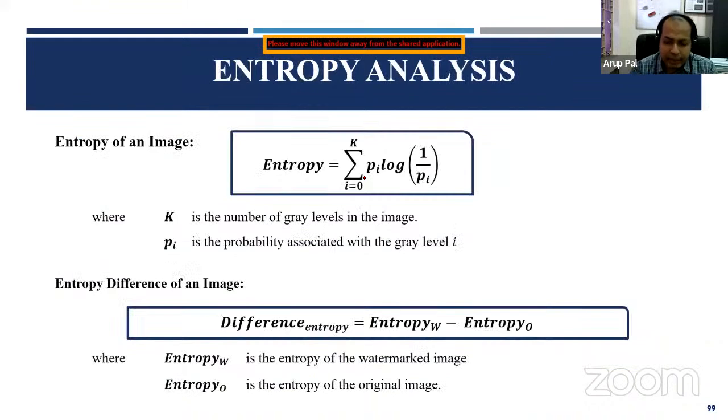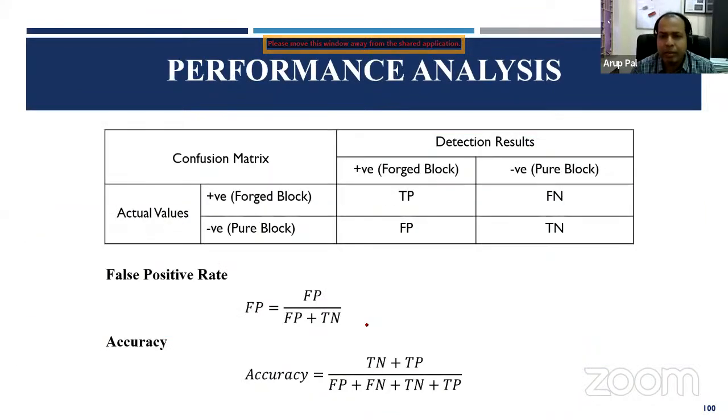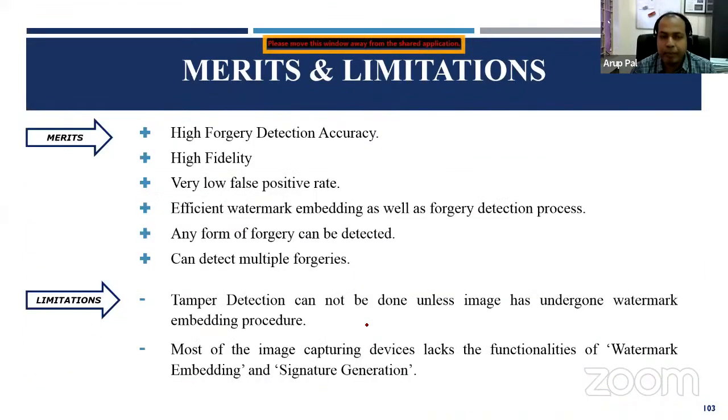And entropy analysis we have done, and that means the entropy difference. Entropy of the watermarked image and entropy of the original image, and how much difference. If the difference is very small, then you can say that it is quite effective in this particular process. And true positive, false positive, and false negative, and on that basis you compute the accuracy. The false positive rate should be quite close to 0 if it is effective.